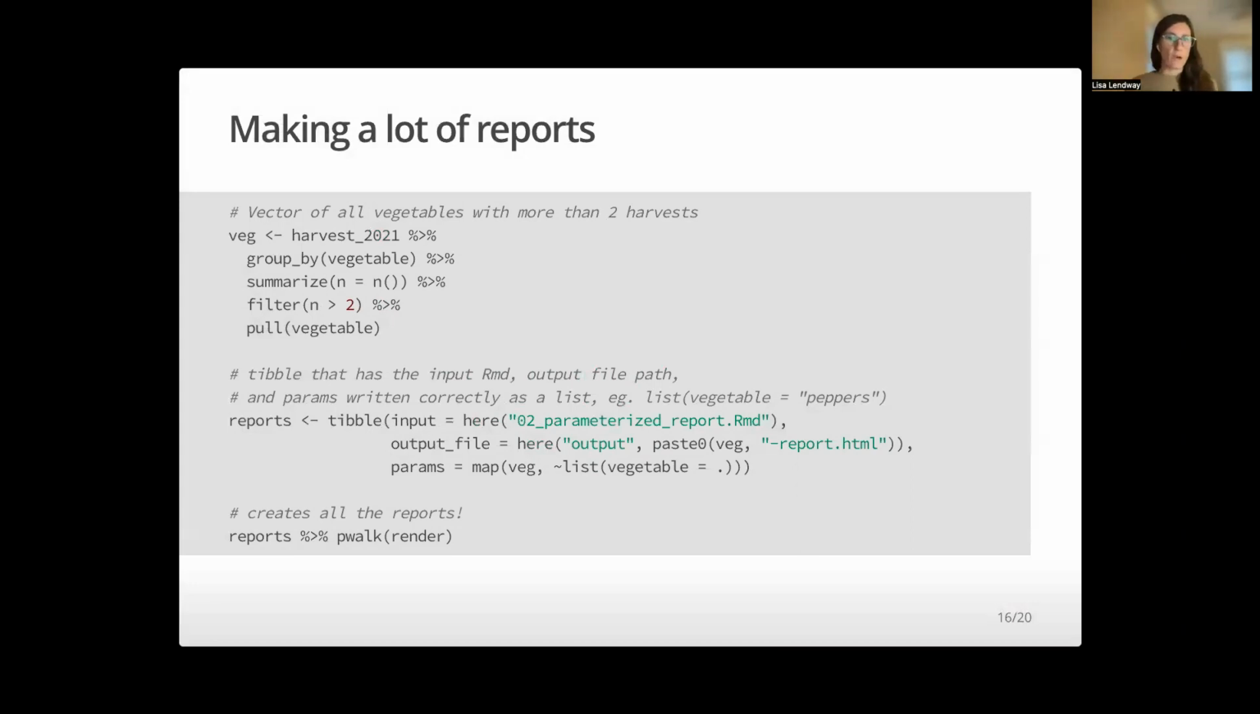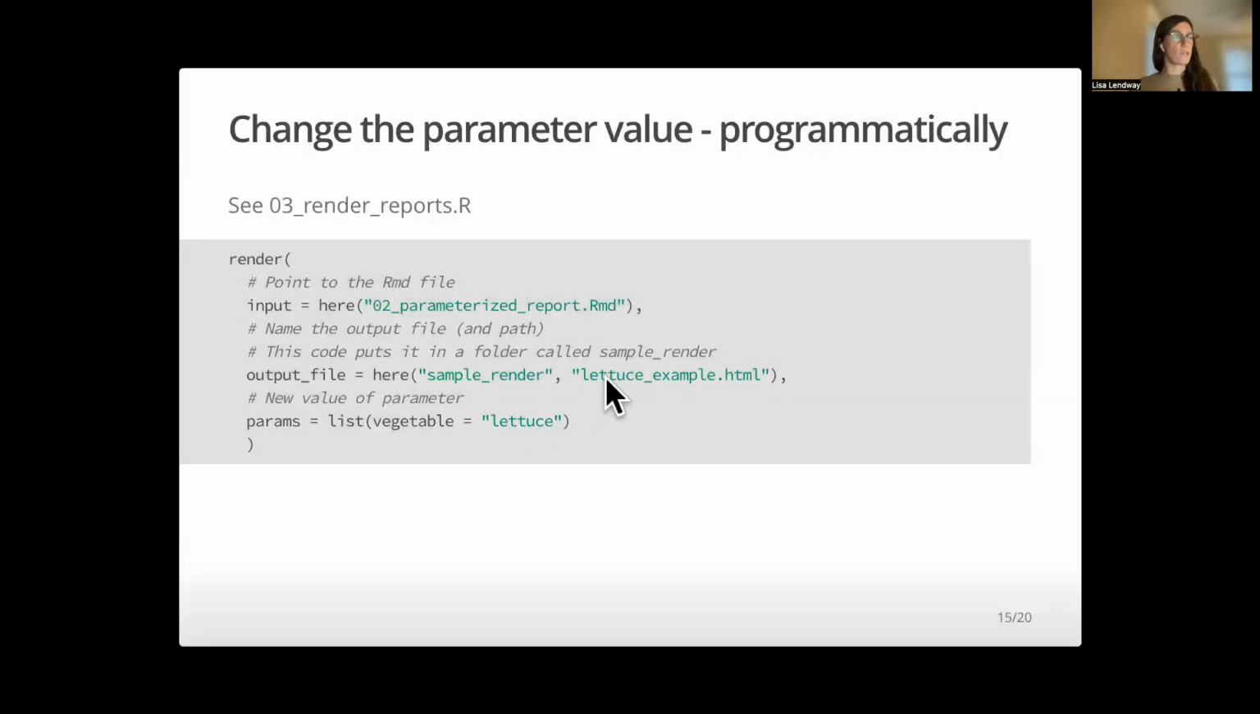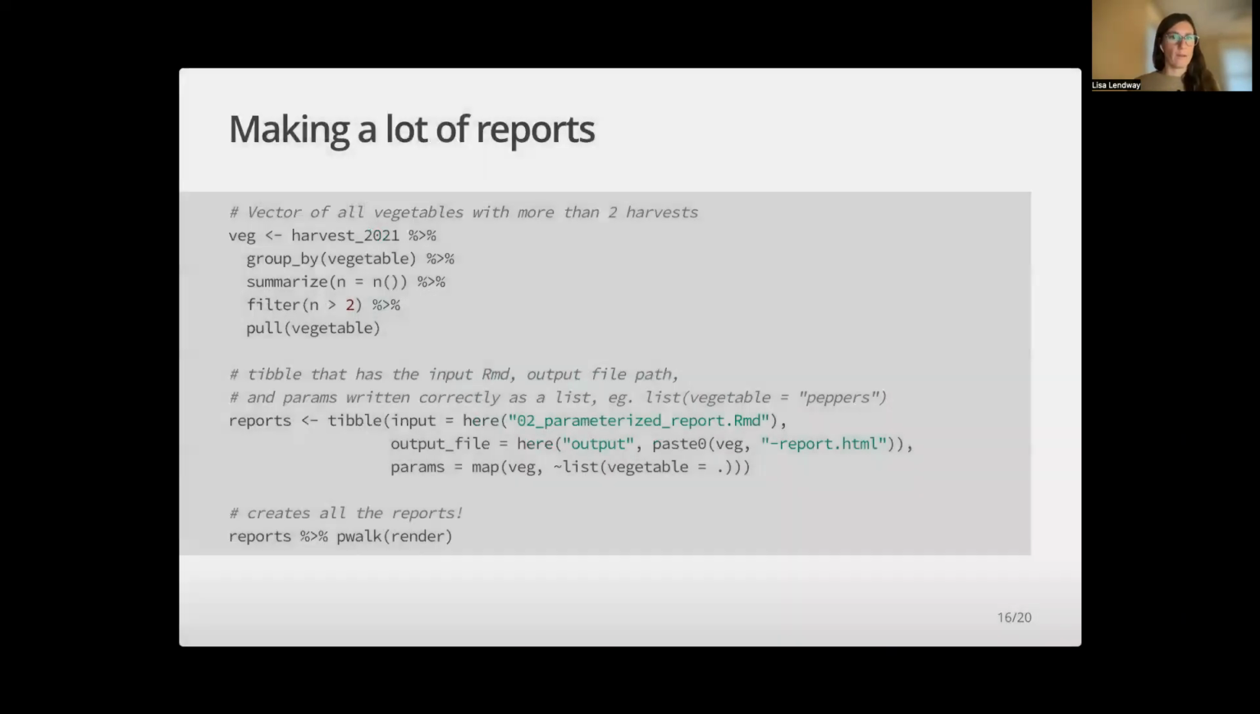So even in that previous code I just showed you, if I were to use that, let me hop to that page again, sorry. If I were to use this, I'd still have to go back and manually change lettuce to whatever other fruit or vegetable I'm going to use. So I can write some more complex code, although still fairly short, that allows me to run all these reports all at once. This very top set of code just creates a vector of all the vegetables with more than 2 harvests. So maybe I don't want to make the report if I only harvested a vegetable once.